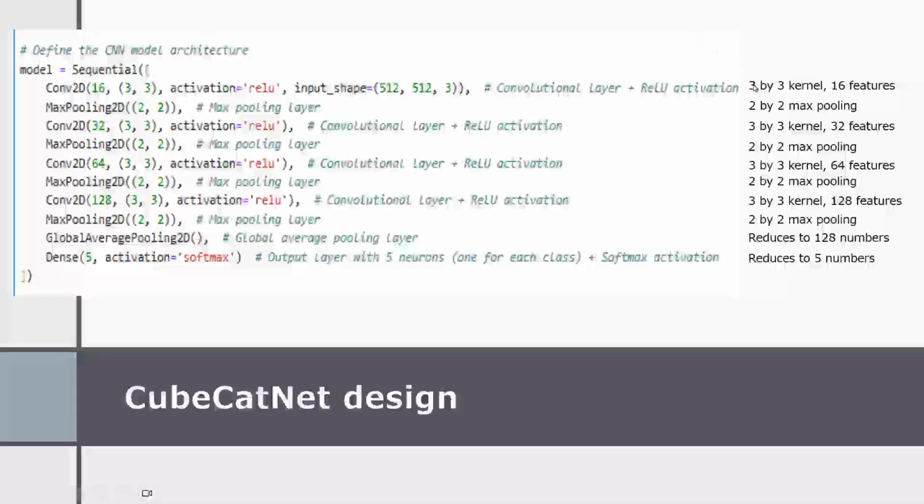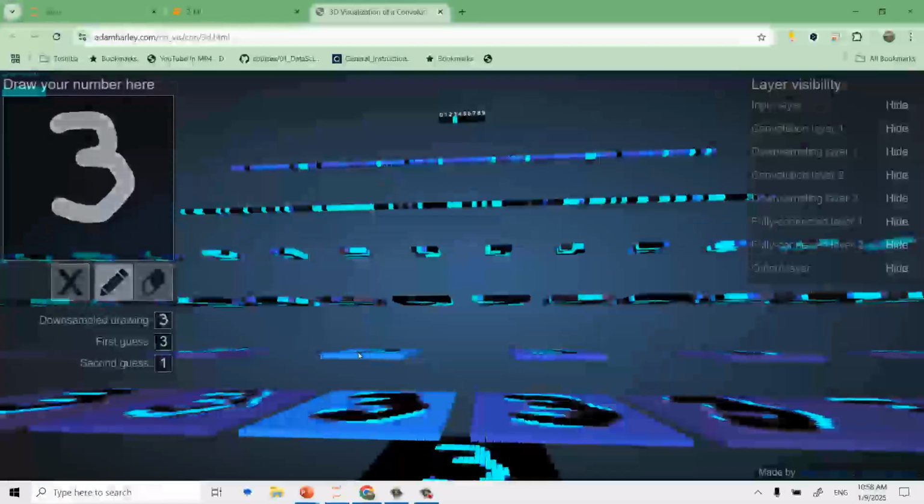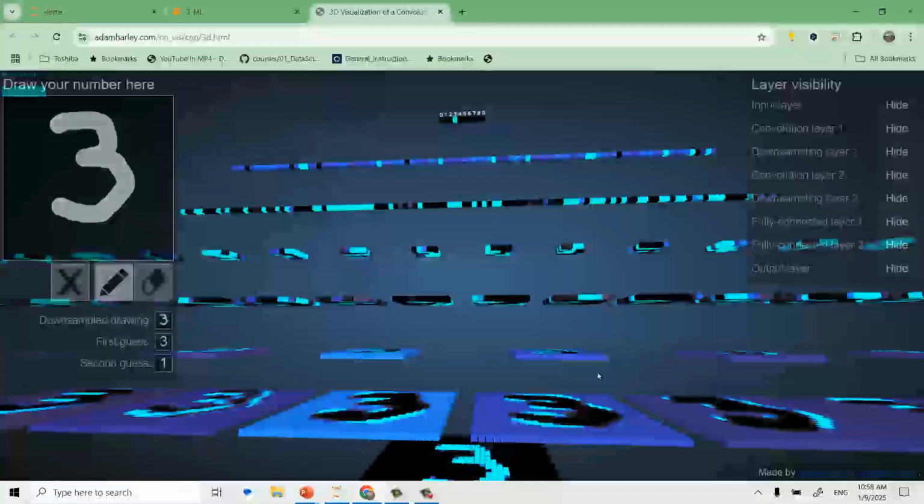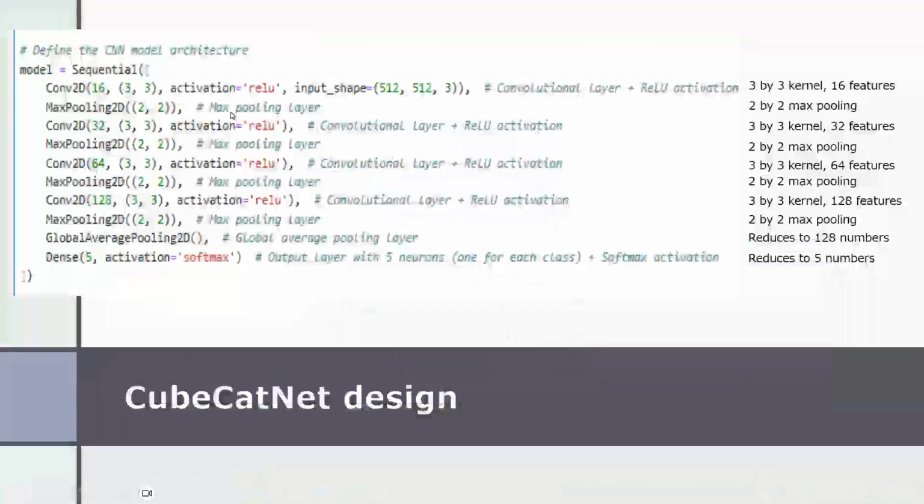So I wrote these steps over here. This is a 3 by 3 kernel, and there's 16 feature maps. If I compare this with this one, it has a 5 by 5 kernel and only has 6 feature maps, right? And then this, like I said, is max pooling 2, 2. It's going to reduce the size of the image by 2, by taking the maximum value of the ones in a 2 by 2 region, and we do the same thing repeatedly.